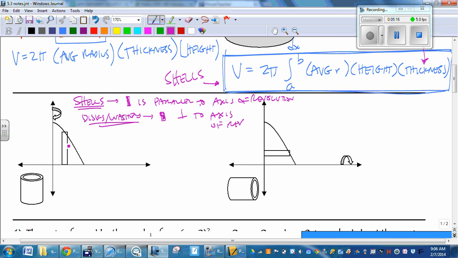So you can see here this rectangle, we spin that around. If we look at this drawing down here, this is our little rectangle spinning around that line. This is going to be our height, right? That vertical distance. The height of that rectangle is the height of our shell. Then the average radius is that distance from the axis of revolution to the middle of that rectangle. And then in this case, it's a dx cut. That's our thickness.